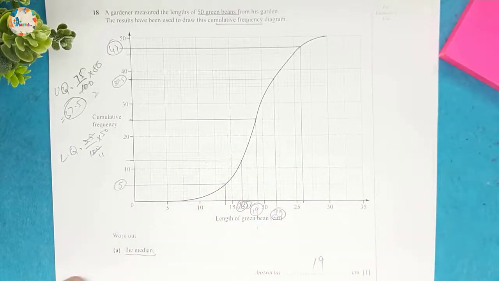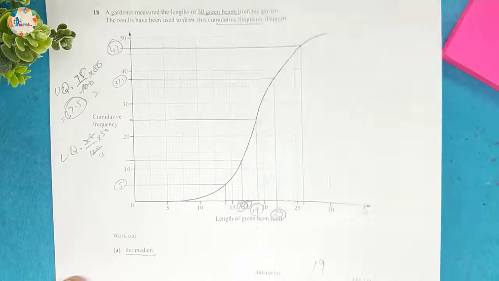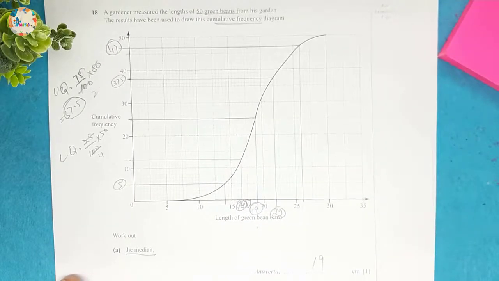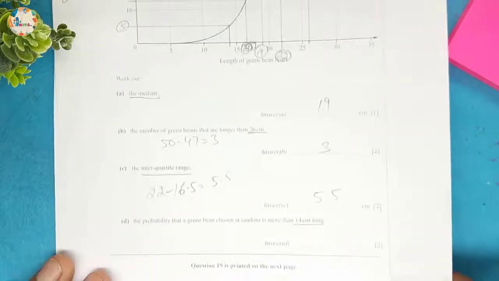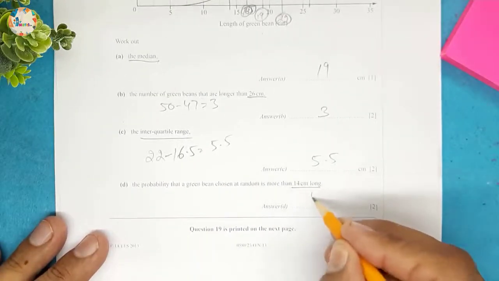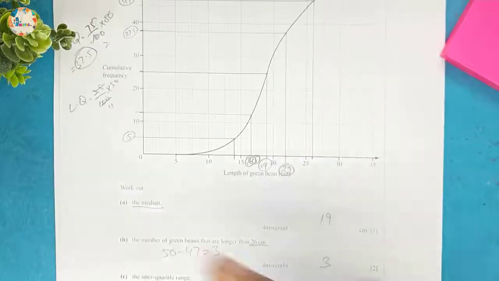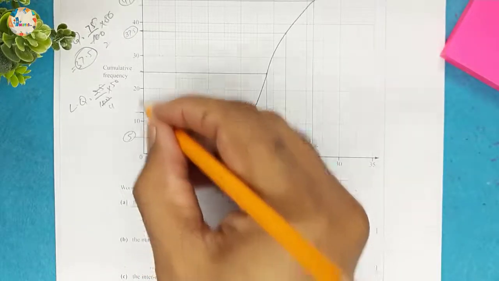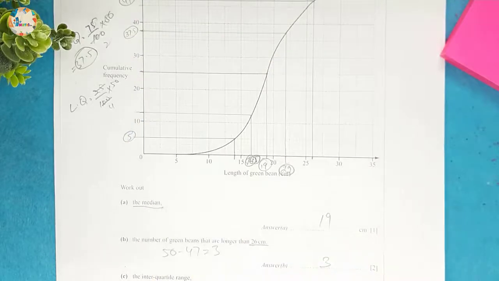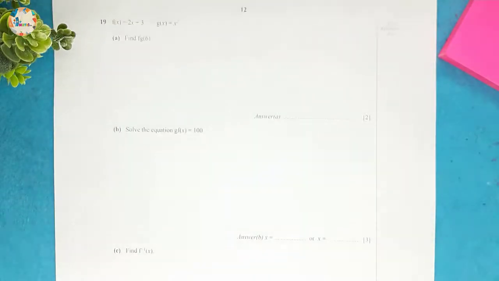So out of basically 50, 45 will be more than this. So it will be 45 over 50 will be the answer. We have checked from here, 5 are lower than this, so 45 are above this, so 45 over 50 will be our answer. Now this is question number 19.